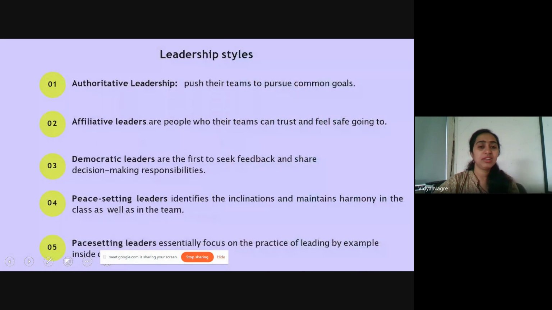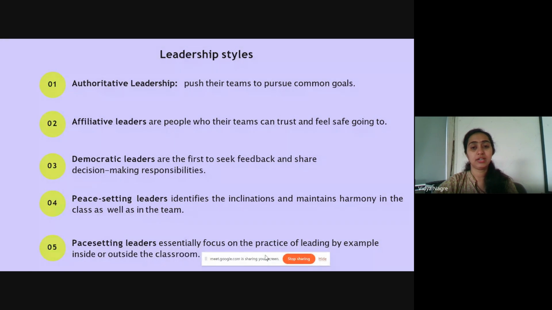Understand? Now, here are some different styles of leadership. I'm just going to glance through it quickly. Authoritative leadership: these kinds of leaders usually push their teammates to pursue common goals. Affiliative leaders are people who want their team to trust them. The team members also trust them, and they feel safe. So these leaders are very approachable.